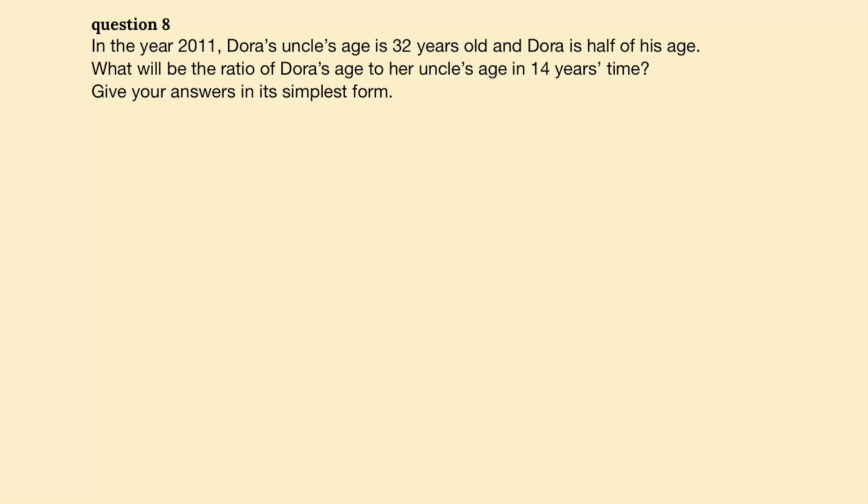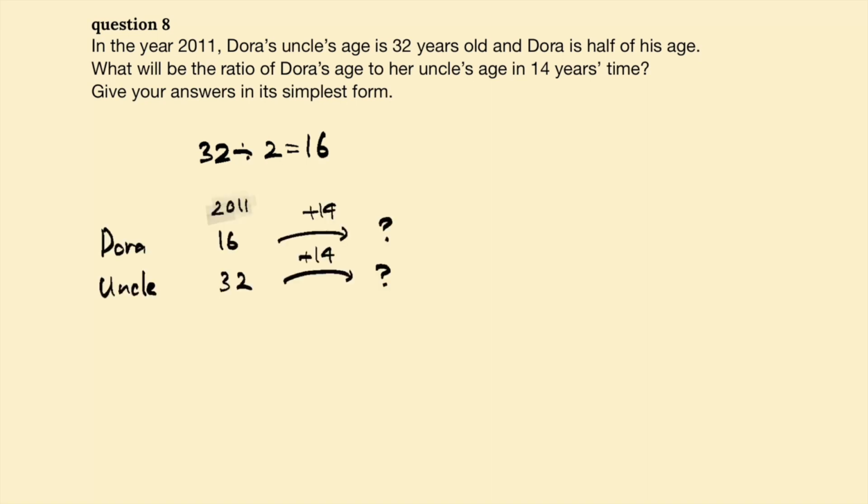In 2011, Dora's uncle's age is 32. Well, shouldn't that be in the past tense? Was 32 years old, and Dora was half of his age. Well, we can find out how old Dora was at that time, right? So just half of 32, that's 16. The diagram looks like this. In 2011, Dora was 16 and uncle was 32.